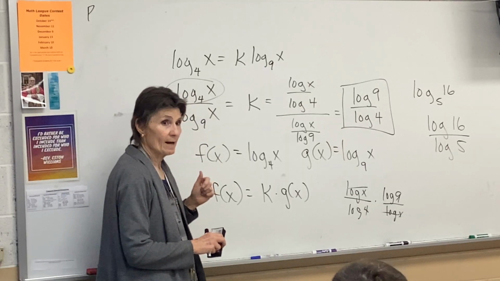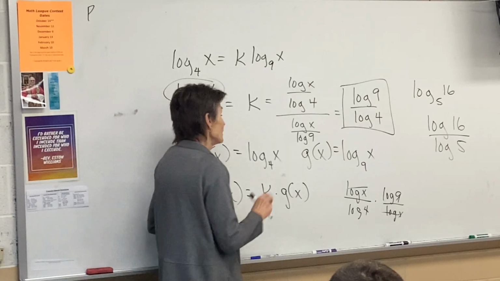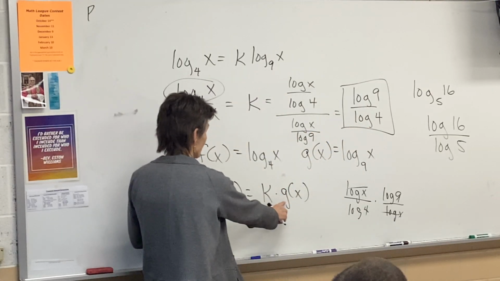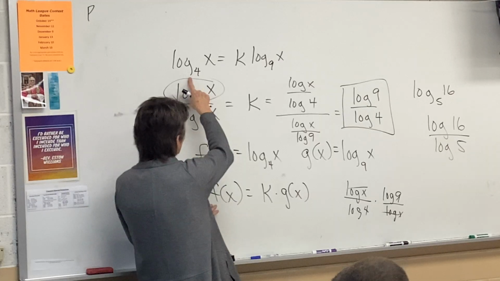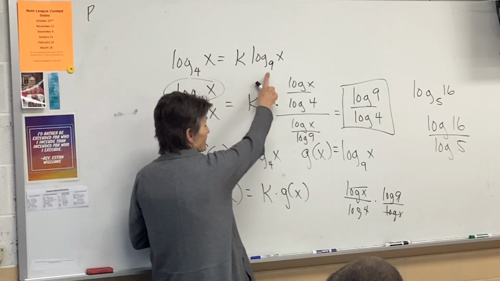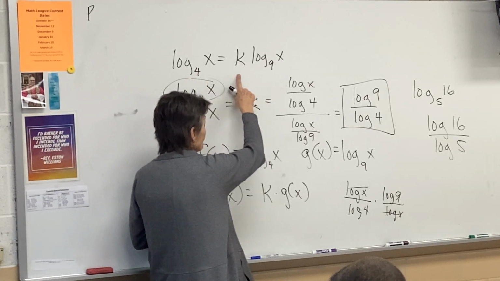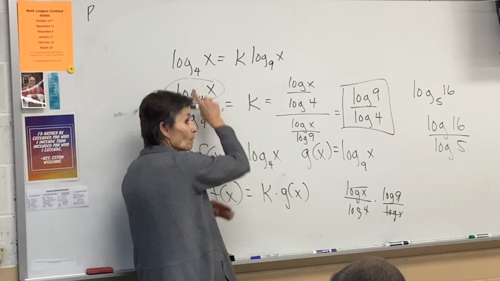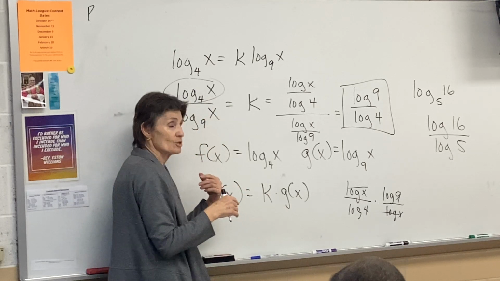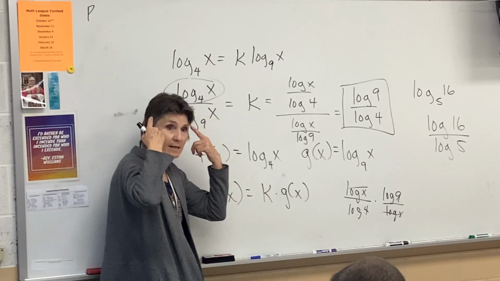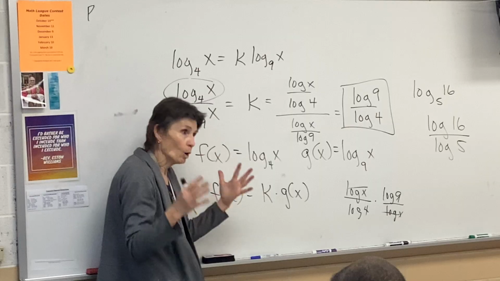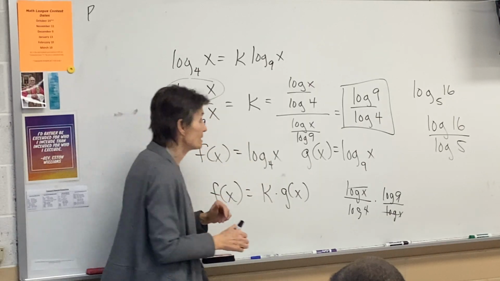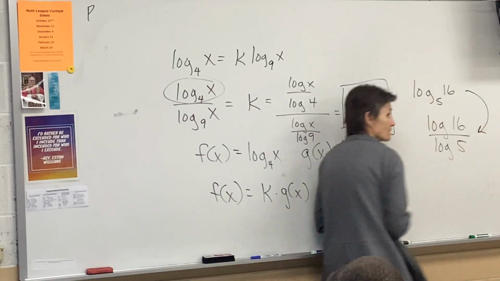Right, everybody follow that? Now, notice that our answer, here was our original problem. We had log base 4 of x equal k, log base 9 of x. And k turned out to be the log of 9 over the log of 4. That will always be the case. So if you have storage capacity to memorize that, that will always be the case. But you can always work it out too, and it's pretty easy as long as you remember this.